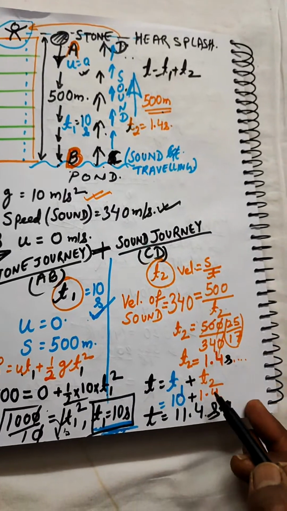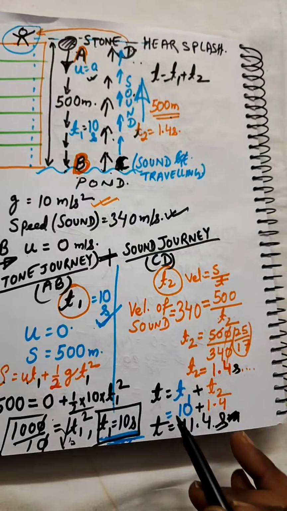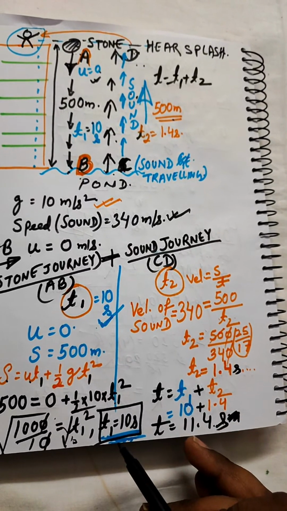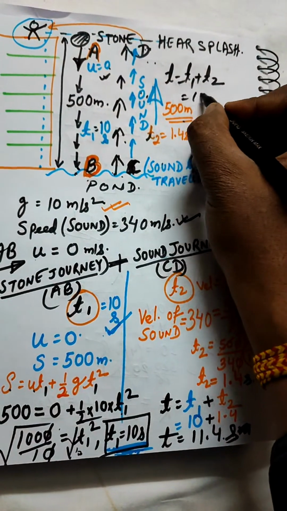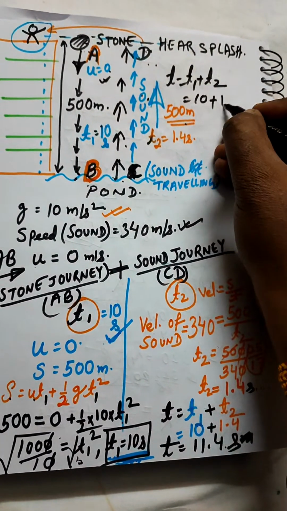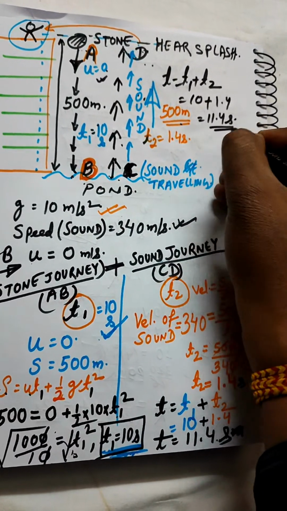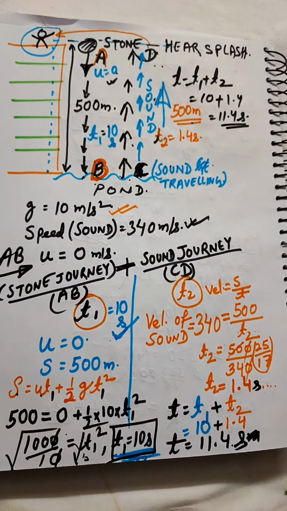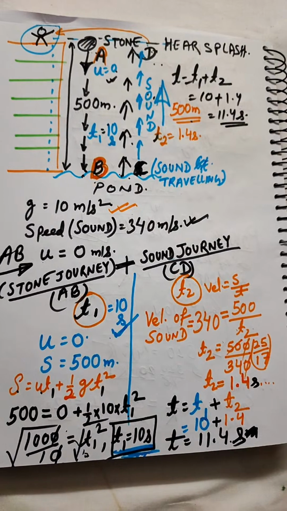So here we have calculated T2 as 1.4 something seconds. In decimals I have left it. So total time is T1 plus T2. The value of T1 is calculated. What's that? That's 10 seconds. So I have simply added 10 plus T2 value is 1.4. So it's 11.4 seconds is the total time when you are able to listen the splash sound, right? So the splash sound is heard after 11.4 seconds, right?